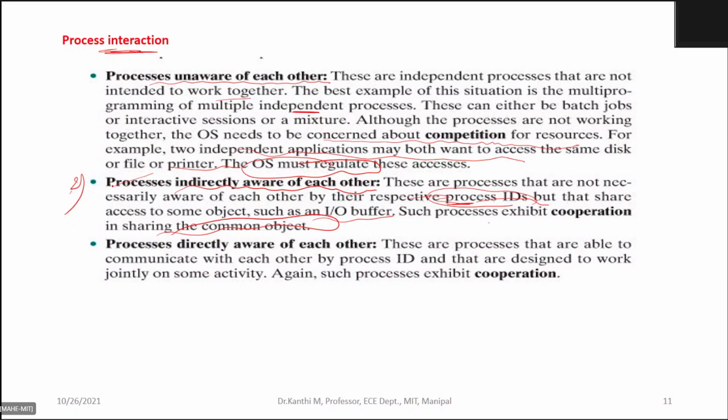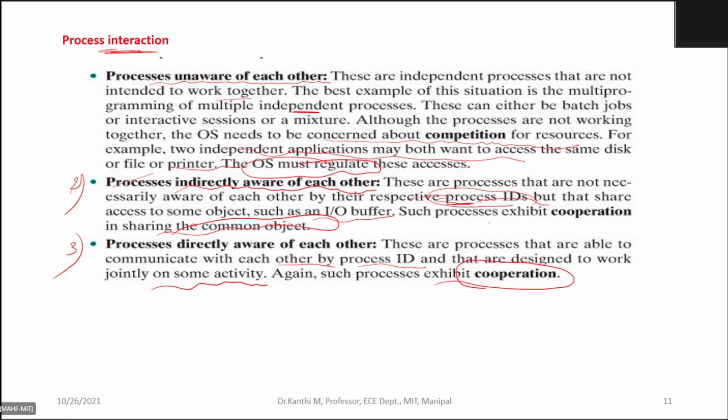The third case could be they know each other directly. They are able to communicate with each other by their process ID and are designed to work jointly on some activity. So again, such processes exhibit cooperation.